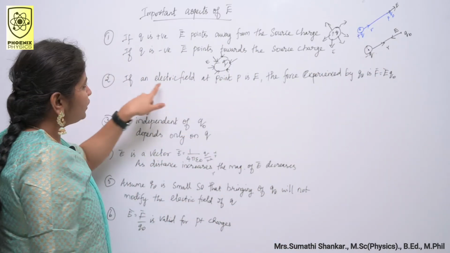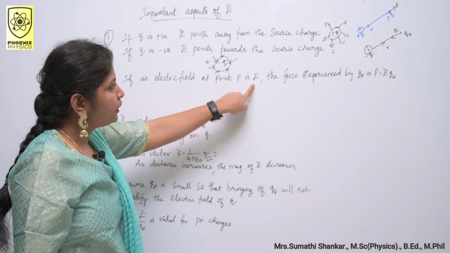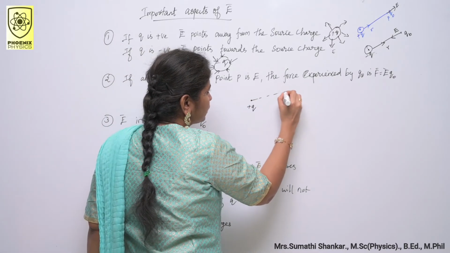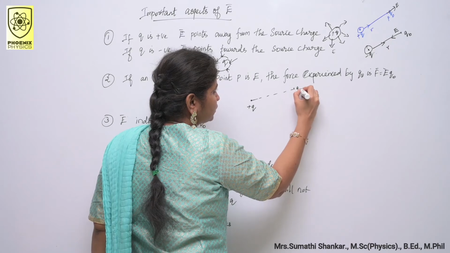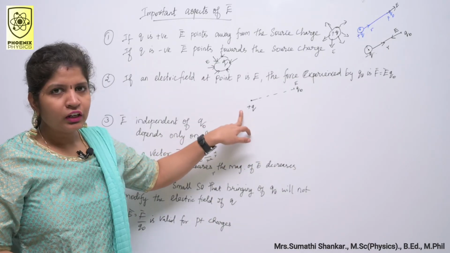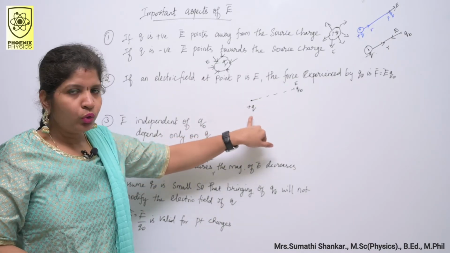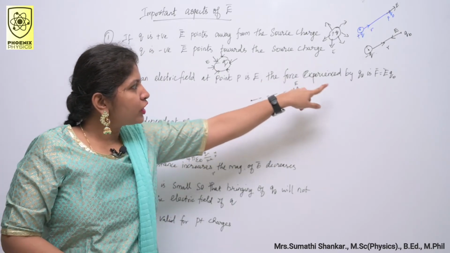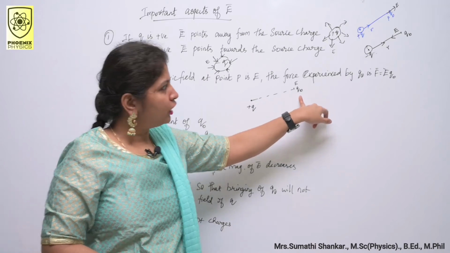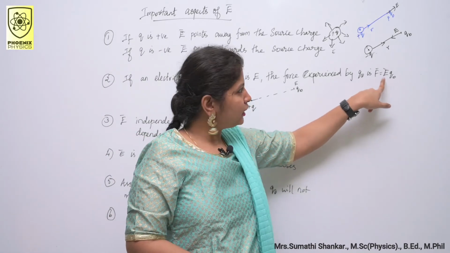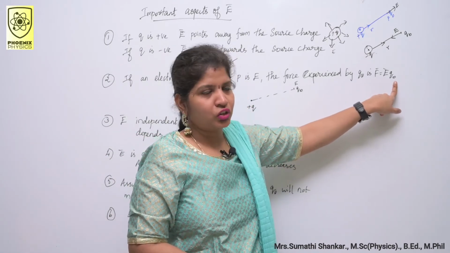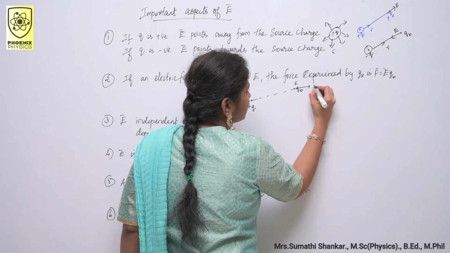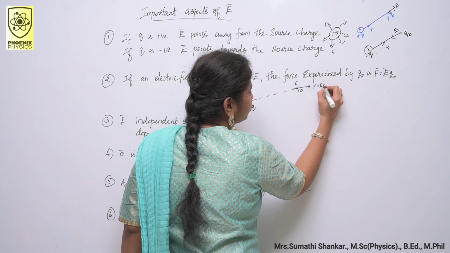Second point, if the electric field at point P is E. So this is my Q charge and this is my Q naught charge. Here the electric field produced by Q acting on Q naught is E. The force experienced by Q naught is, you know the formula, F is equal to E Q naught. E is the electric field, Q naught is our test charge. So how do you mark the direction? Like this. This is F is equal to E Q naught.